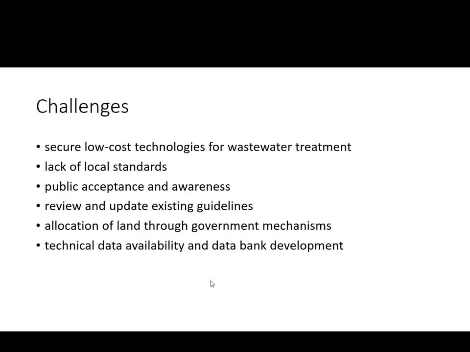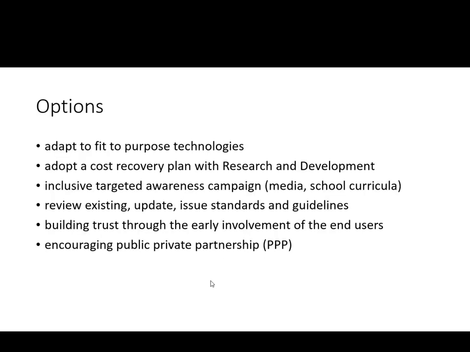And the summary of the key messages, which is the outcome of this analysis, is for challenges. They are secure low-cost technologies for wastewater treatment, lack of local standards, public acceptance and awareness, review and update of existing guidelines, allocation of land through government mechanisms, technical data availability and data bank development.